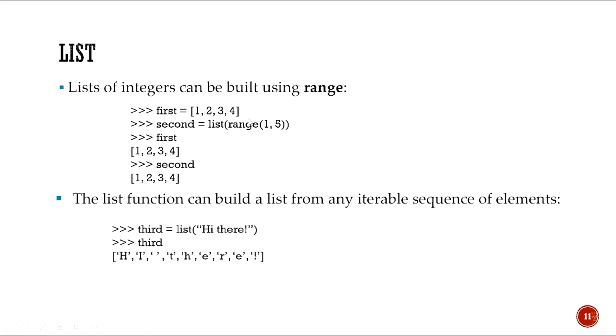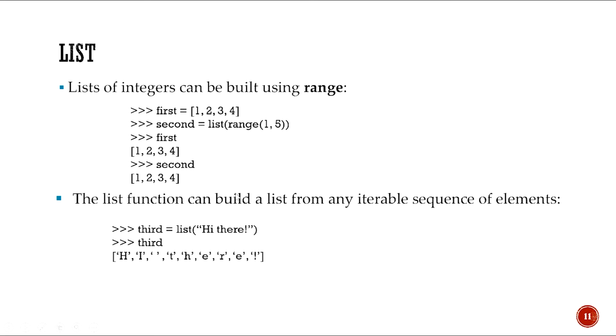A list of integers can be built using range. We have seen this when we were defining for loops, we used the range function just to generate a sequence of integers. In this example, as you can see here, we have a variable first equal to 1, 2, 3, 4. We can also generate the same variable using range. We just need to update its default value, so it starts from 1 and then through 5. So first and second, technically, their values are the same.